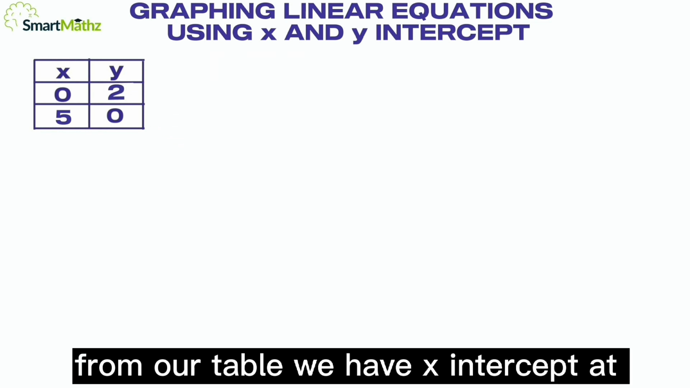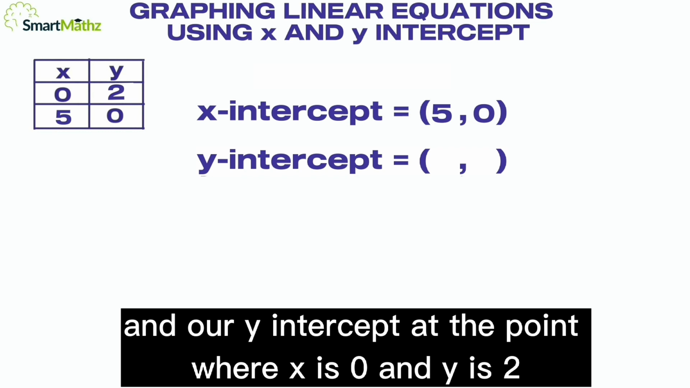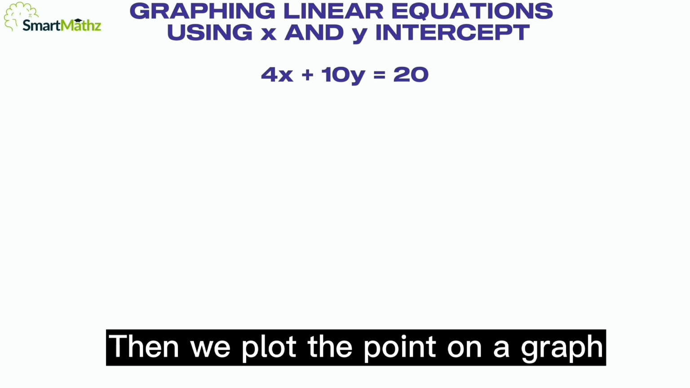From our table, we have the x-intercept at the point where x is 5 and y is 0, and our y-intercept at the point where x is 0 and y is 2. Then we plot the points on a graph.